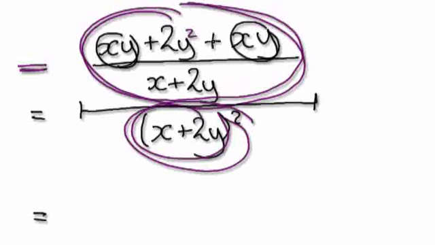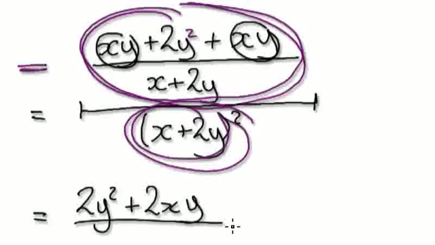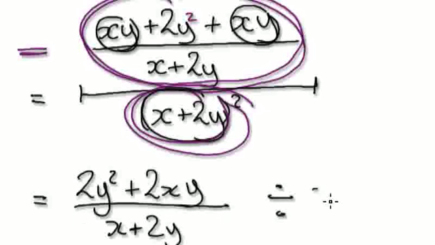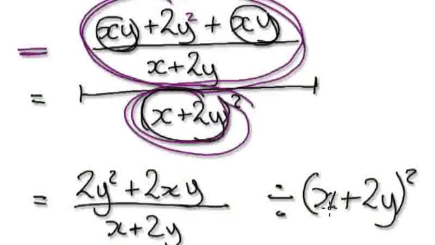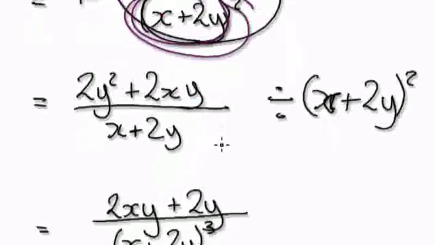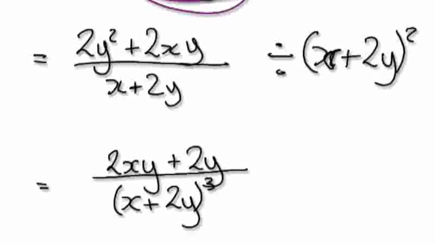Oh, so these two are the same, so we can merge them together. So it will become this: 2y squared plus 2xy over this thing here, which is x plus 2y, and then visualize the divide as this: divide x plus 2y squared. Okay, and then visualize this thing here as this thing here. Okay, and then let me get rid of this. It was a mistake.